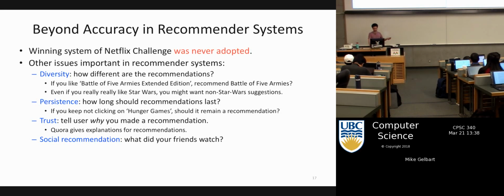This issue of social recommendations, so you can incorporate extra information, like this matrix isn't everything you have. Maybe you want to look at the people's friends.